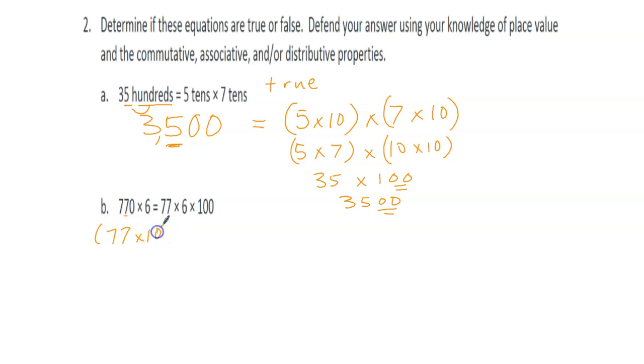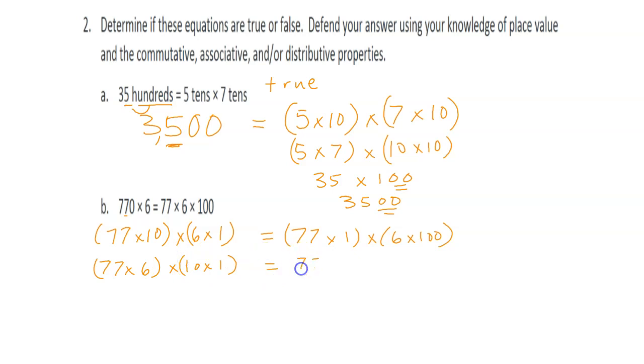You have 77, and that last 7 is in the tens place. So we have 77 tens times 6 ones. 6 is in the ones place. And we're saying that that's equal to 77 ones times 6 times 100. Alright, so let's factor this out and multiply this out and see. So we're going to use our associative property and say, well, we have 77 times 6 in our first set, and we have 10 times 1 is equal to 77 times 6 is equal to 1 times 100.